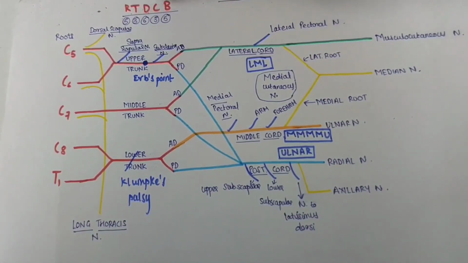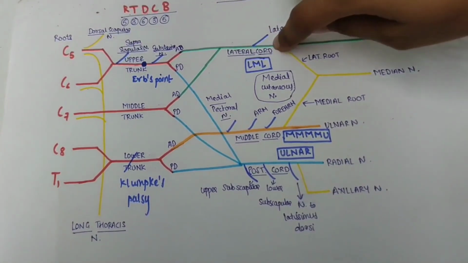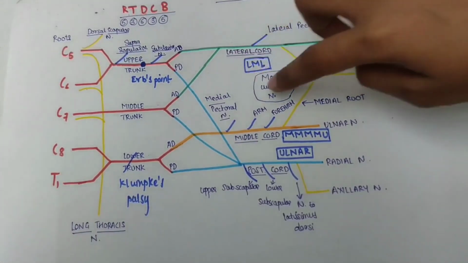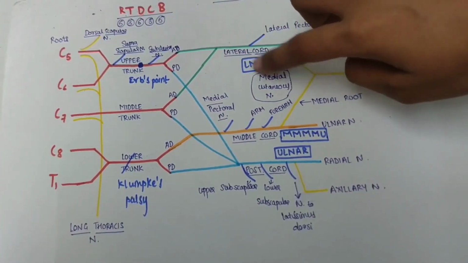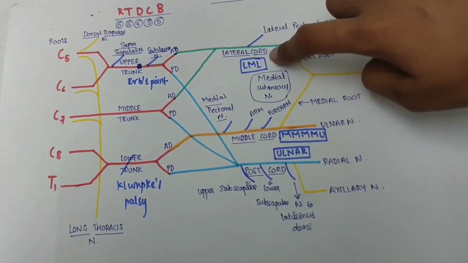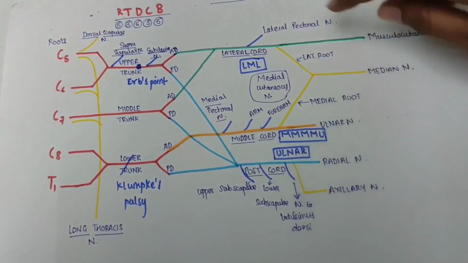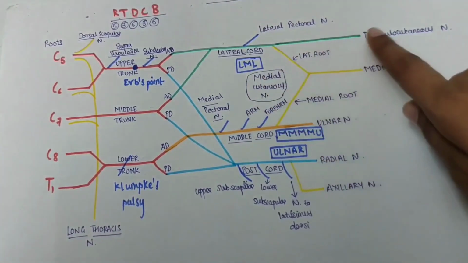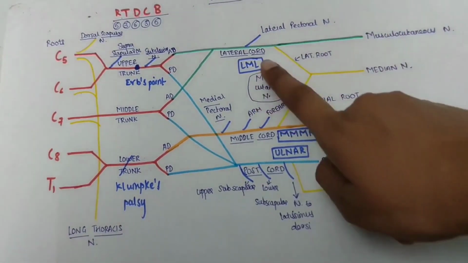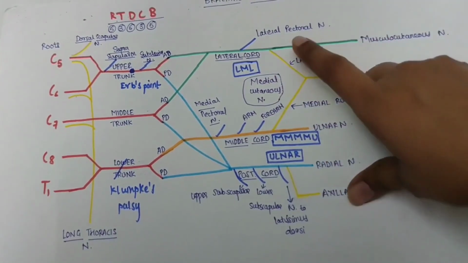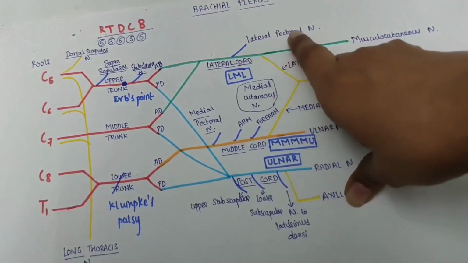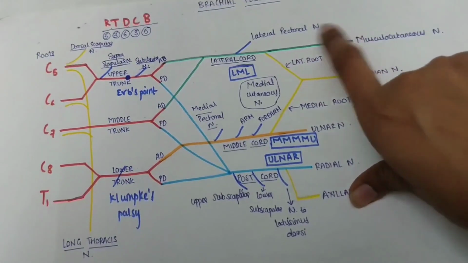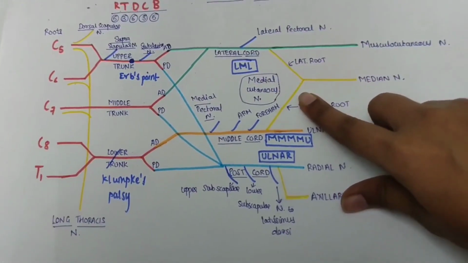Now there are 5 main branches. So what are the branches? We will look now. So the lateral cord. For lateral cord, we should remember the short form LML. It means the lateral cord has 3 branches: L for lateral pectoral nerve, M for musculocutaneous nerve and L for lateral root. One is the lateral pectoral nerve, one is the musculocutaneous nerve and one is the lateral root.